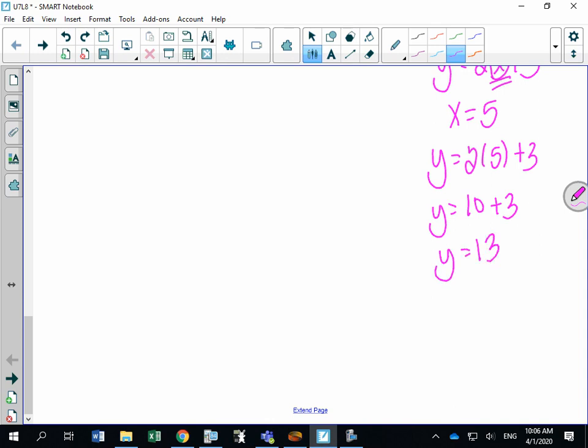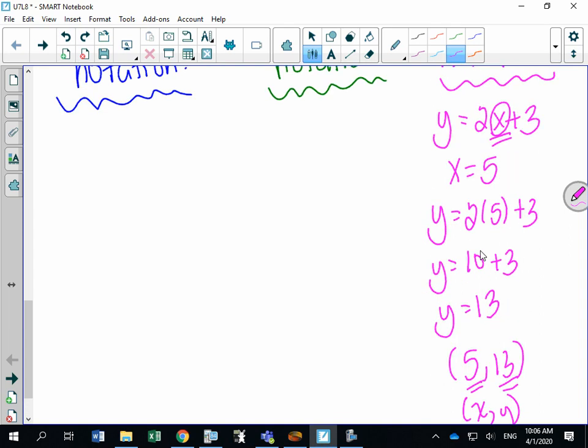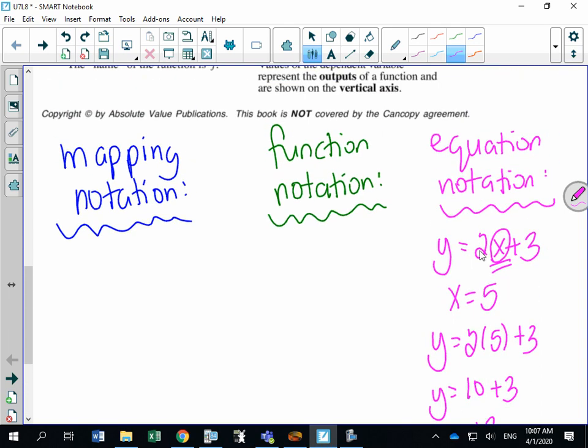So when I have an input of 5, my output is 13, and I could represent this as an ordered pair. So 5 comma 13, remember it's always x comma y, and your x belongs to the element of your domain, and your y belongs to your element of your range. So this, like I said, is called equation notation. This is what everybody's used to.